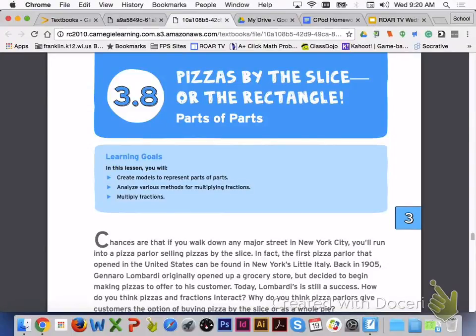Hi class, in lesson 3.8 you will be learning about parts of a part and multiplying with fractions. Learning targets for today: you will create models to represent parts of parts and multiply fractions.